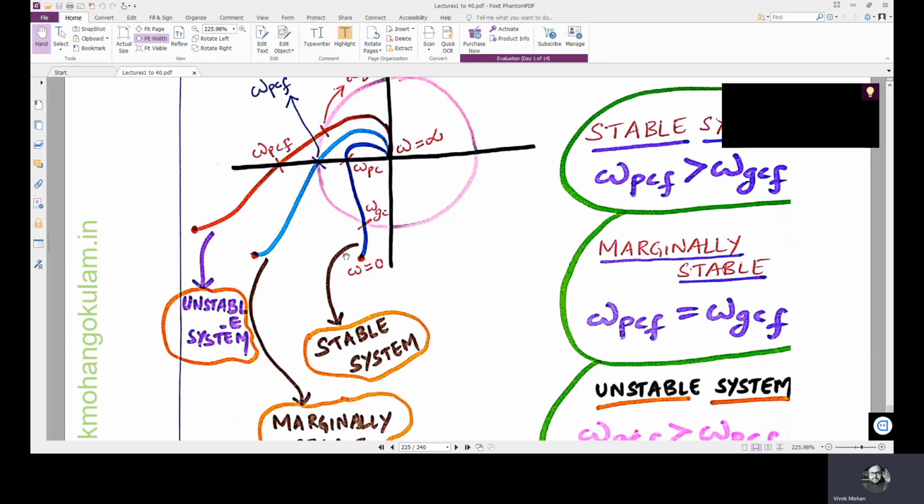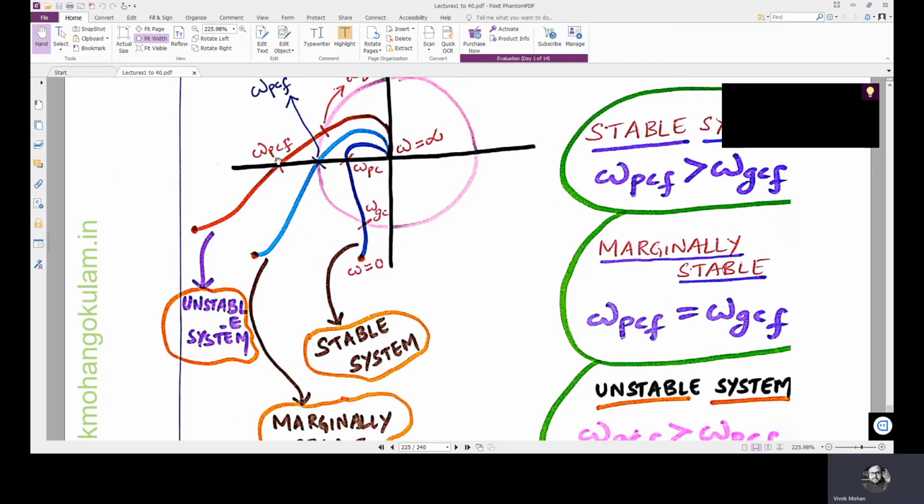It's a stable system. Now, if the point at which the plot crosses minus 180 degree is on the unit circle, then what about omega PCF and omega GCF? Both are equal, right? So this is at the verge of instability. This is a marginally stable system. So for a marginally stable system, omega PCF equals omega GCF.